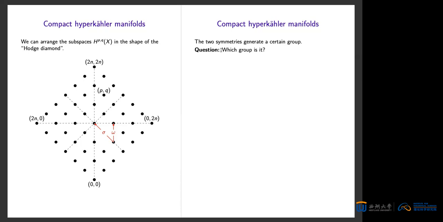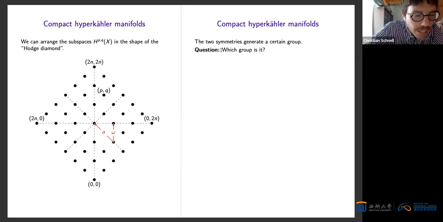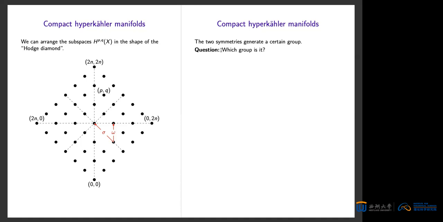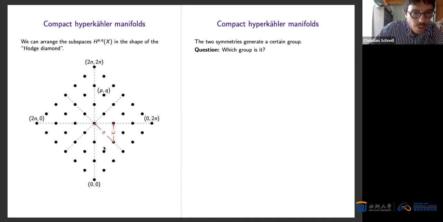Is it D4? Say again? D4. D4, yeah, the dihedral group. That's exactly right. So it's the symmetries of the square that are called the dihedral group. So the dihedral group with 8 elements. Very nice.